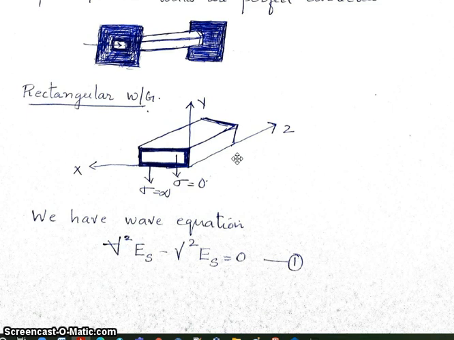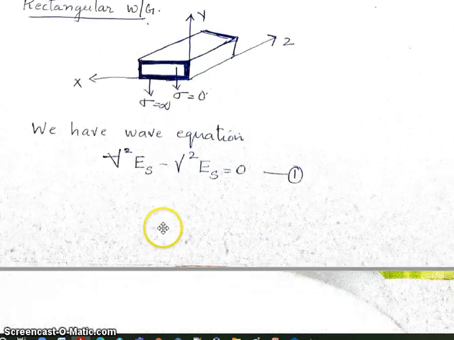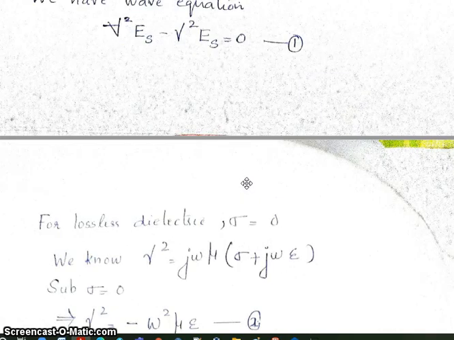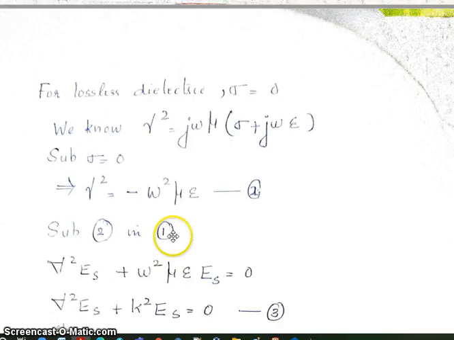Okay, so we will start with the wave equation, that is del square Es minus gamma square Es is equal to 0. And for a lossless dielectric, you know sigma, that is the conductivity, is equal to 0. Also we know gamma square is equal to j omega mu into sigma plus j omega epsilon. All these derivations were done in our second module.